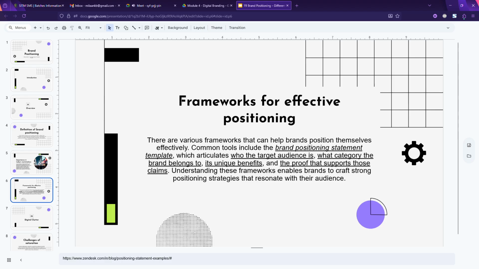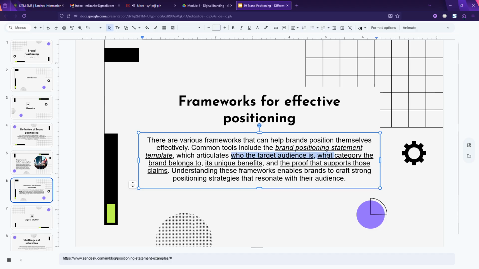So there are frameworks for effective positioning. Common tools include the brand positioning statement template, which articulates who the target audience is, what category the brand belongs to, its unique benefits, and the proof that supports those claims. It's just like the one that we saw in the time of the online value proposition. Even in the online value proposition, we have to tell who the target audience is, and include what category the brand belongs to, its unique benefits, and the proof that supports those claims. So the brand positioning statement template is similar to the online value proposition, the one that we did two or three classes back.